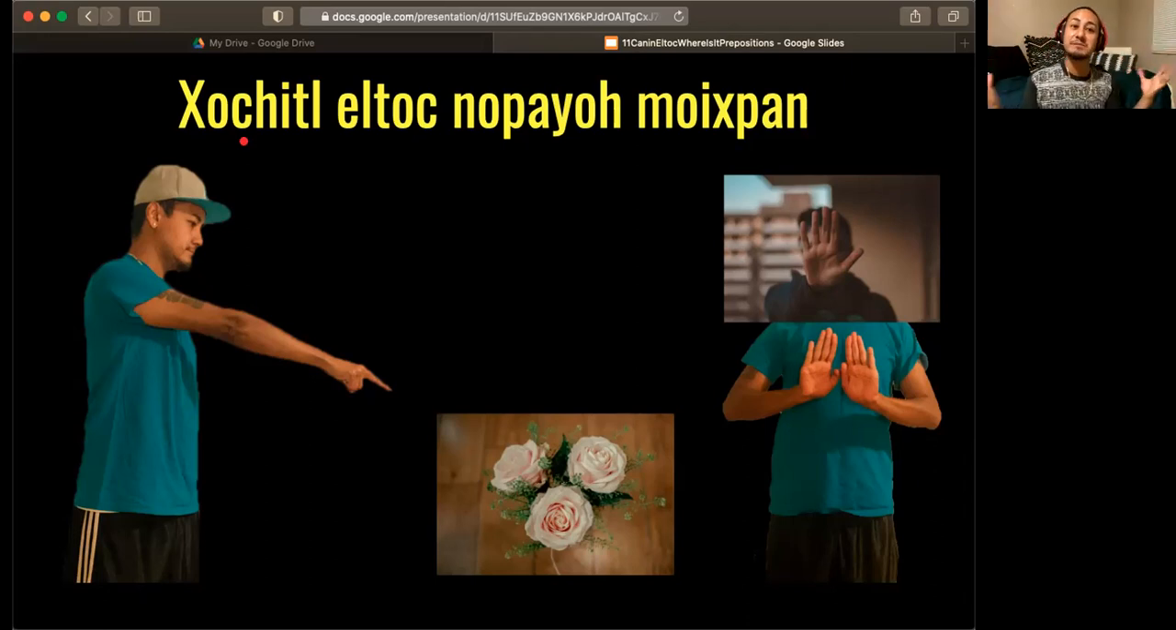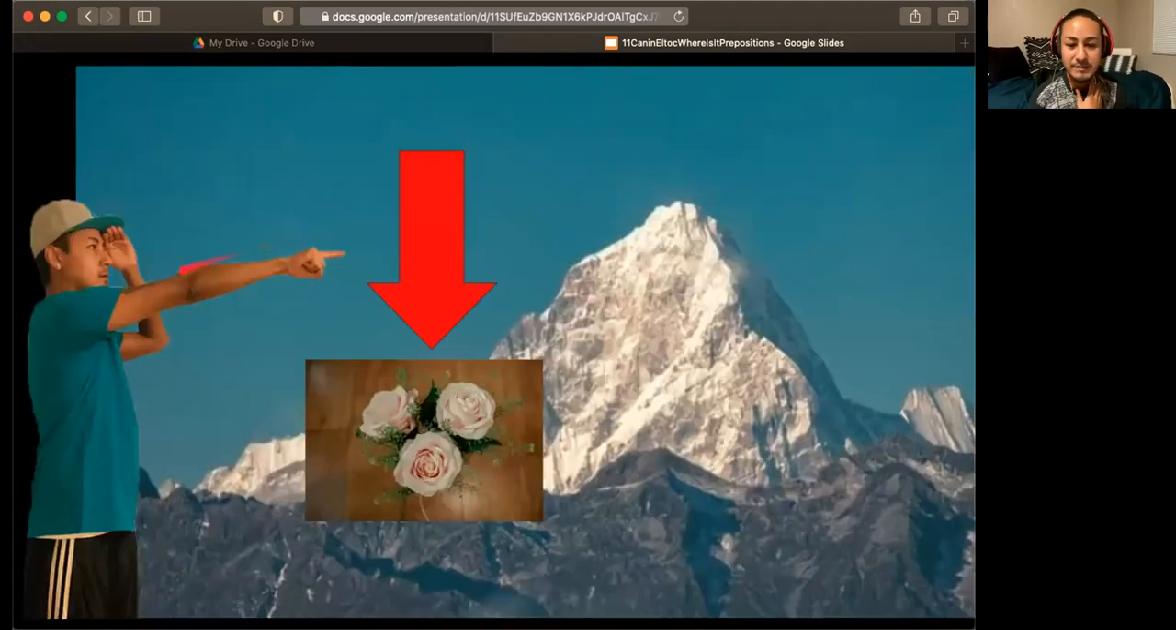Eventually, you should be able to speak. That's the whole point. Just need to build that muscle memory. Yeah, and I put a lot of repetition. Xochitl Eltoc Nopayo Moixpan. So it's over there in front of you. Quali. Now the flowers are all the way over there, far, far, but you can see them.